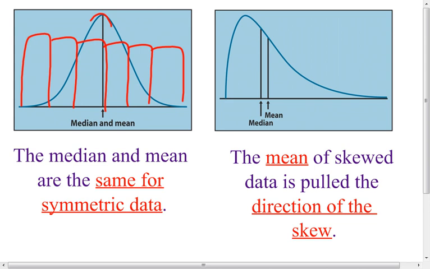Okay? But over here on the right, when you have data that is skewed one direction or another, the mean gets pulled in the direction of the skew. So the mean gets pulled to the right, and we kind of talked about that in our previous lesson, but just a reminder that the mean gets pulled in the direction of the skew. If it is skewed left, the mean will get pulled to the left, and the mean would be smaller than the median.